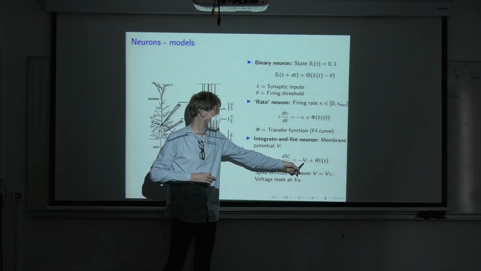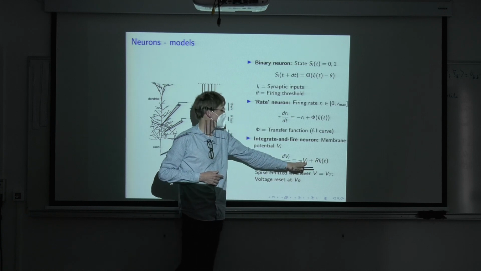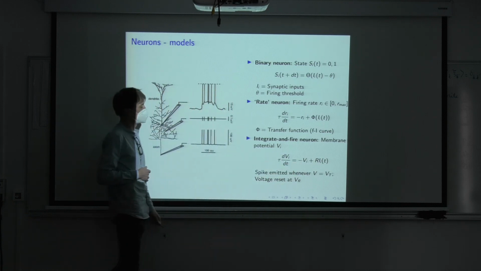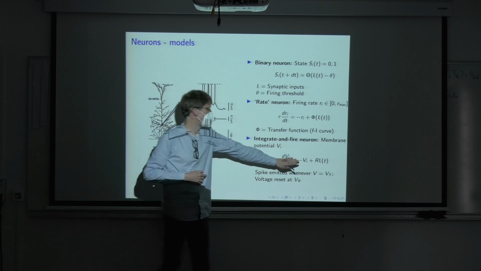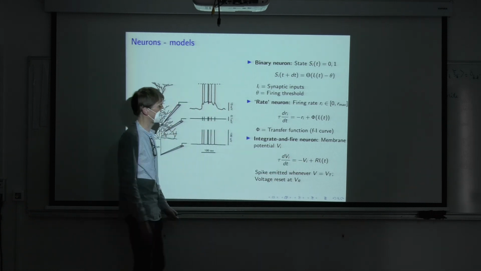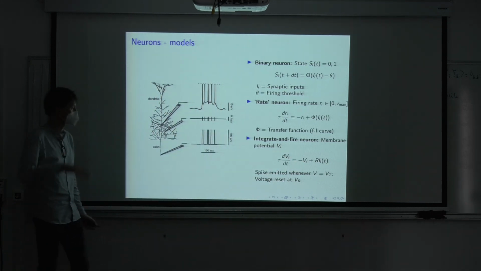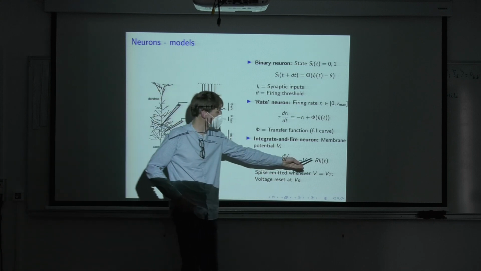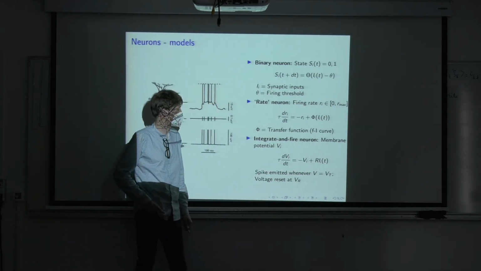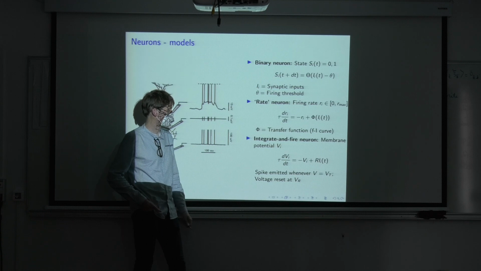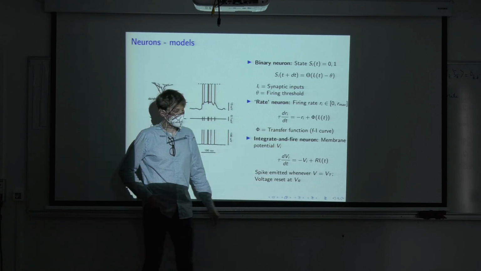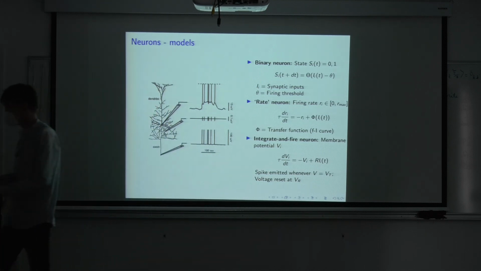And you have here the so-called leak current, so in the absence of inputs, the voltage goes to 0 here. Well, here basically we set the origin of the voltage to the resting membrane potential, and then we have the synaptic inputs that drive changes in the membrane potential. And then in this model, you add by hand a threshold.